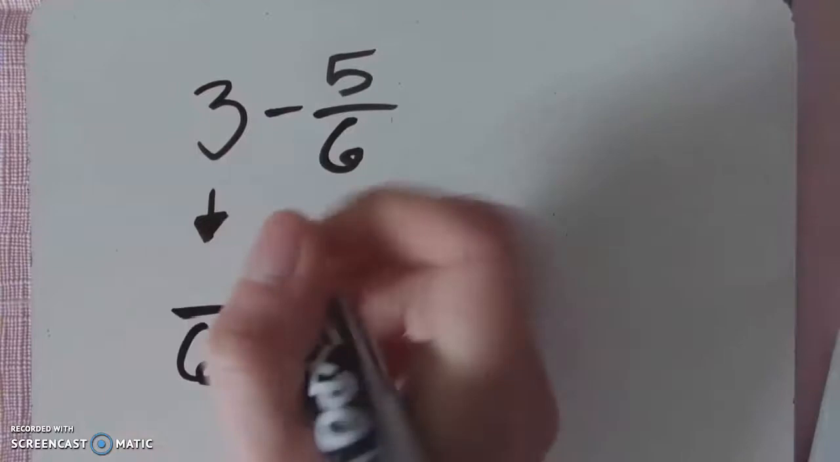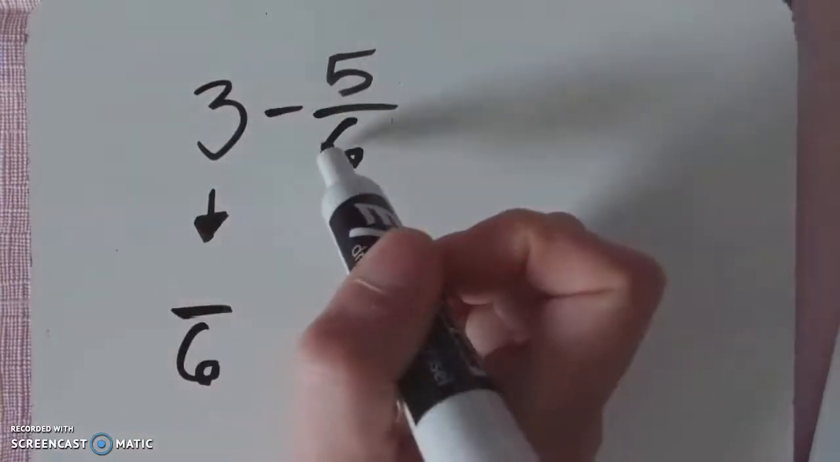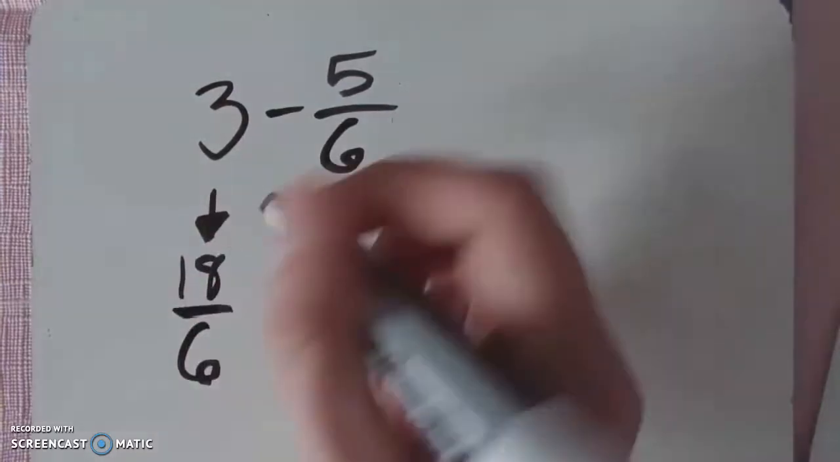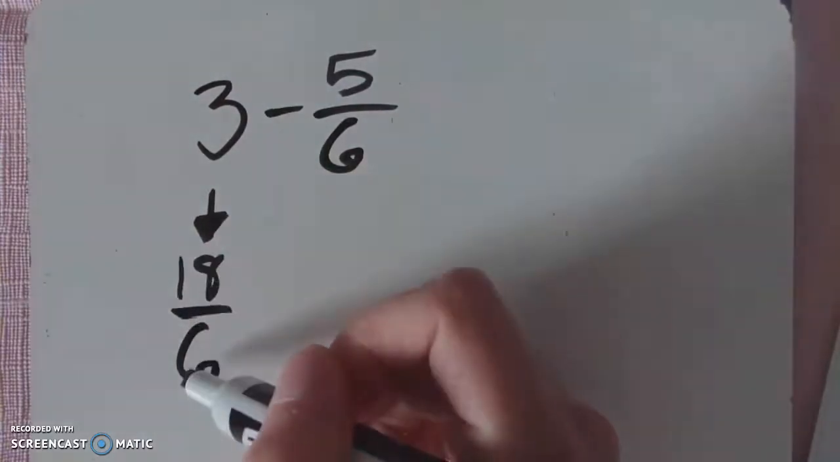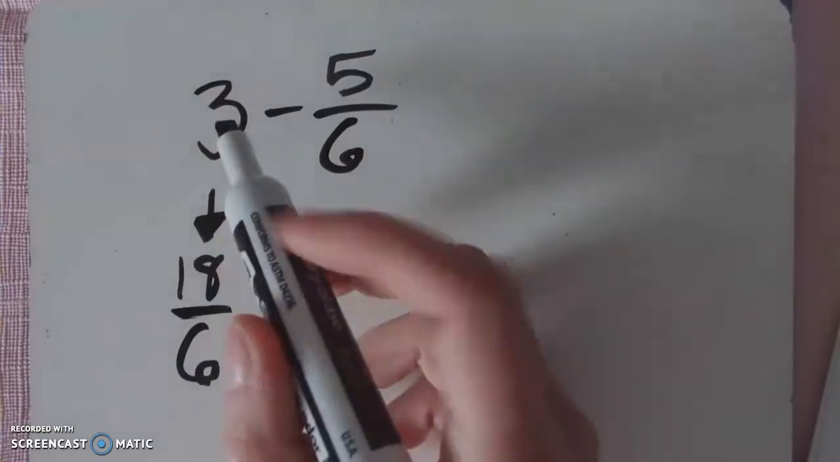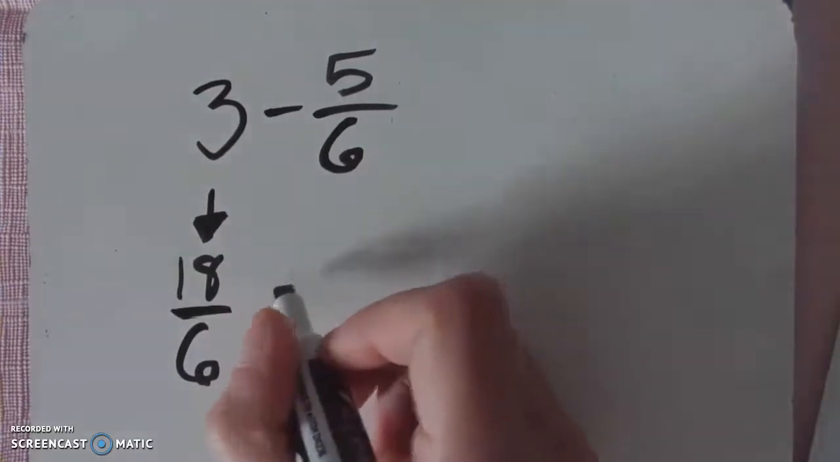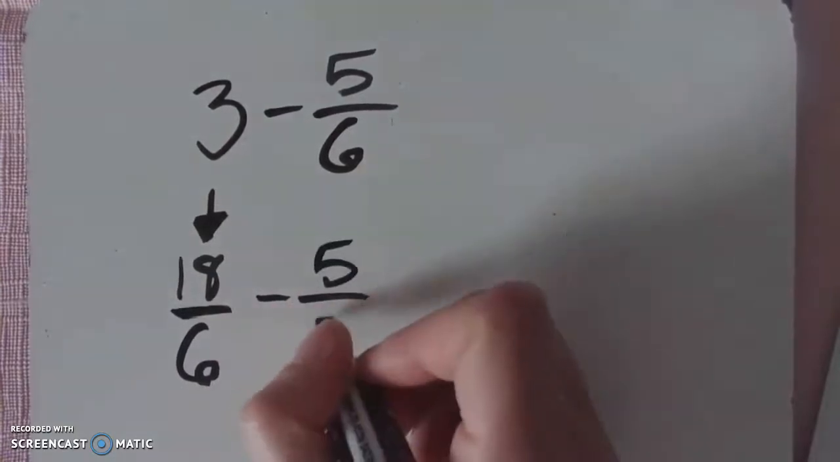Well, here's how you do that. You're going to take 3 times 6, which gives you an answer of 18, and put that over 6. The reason why we can do that is, well, 18 divided by 6 gives me 3 back as an answer. So now I have 18 over 6, and I'm going to subtract from that 5 over 6.